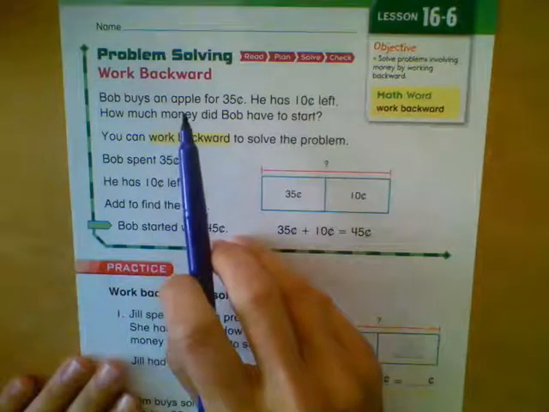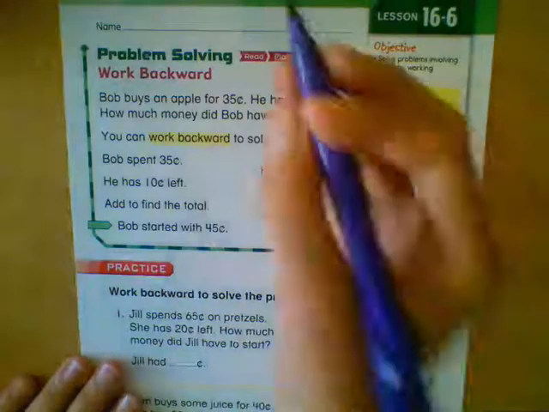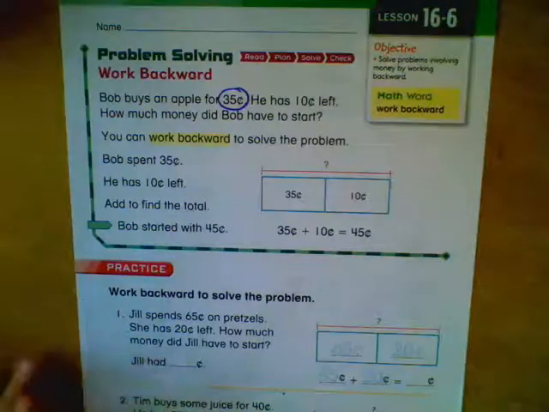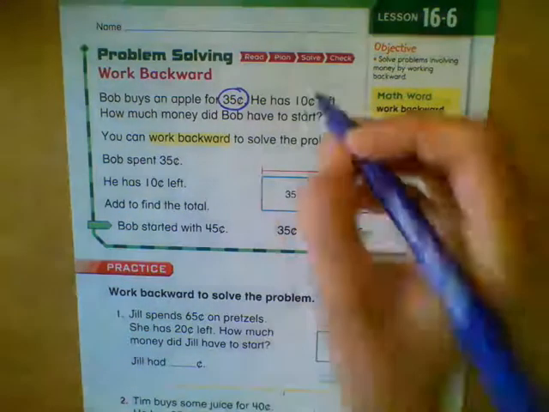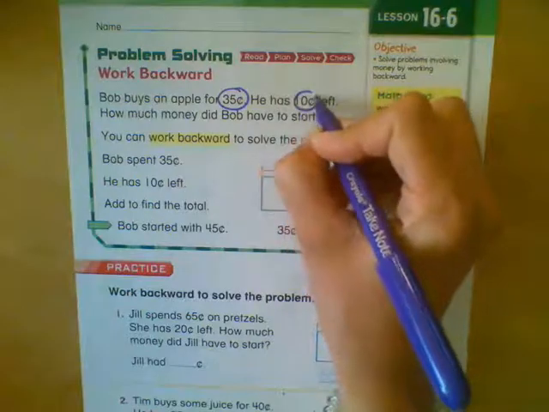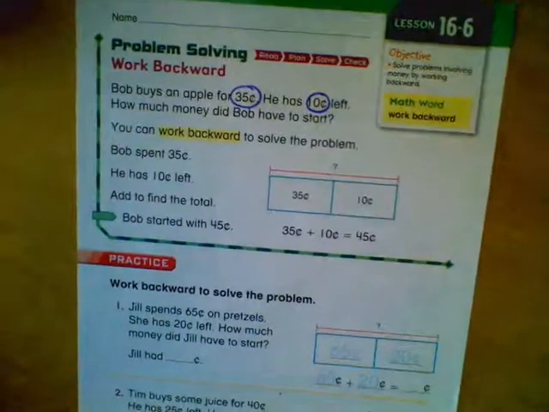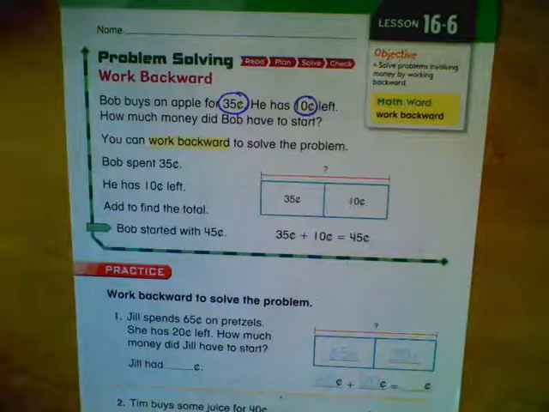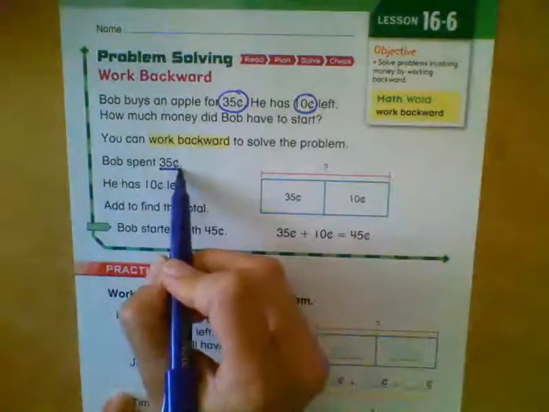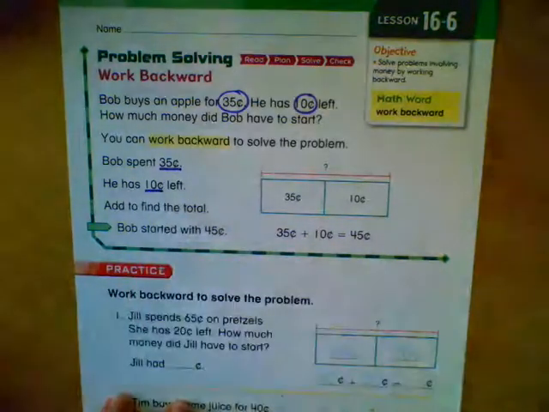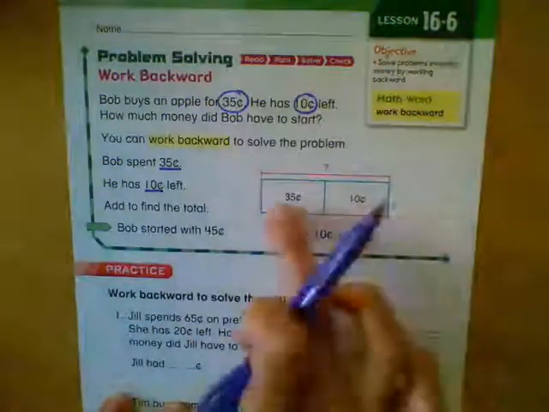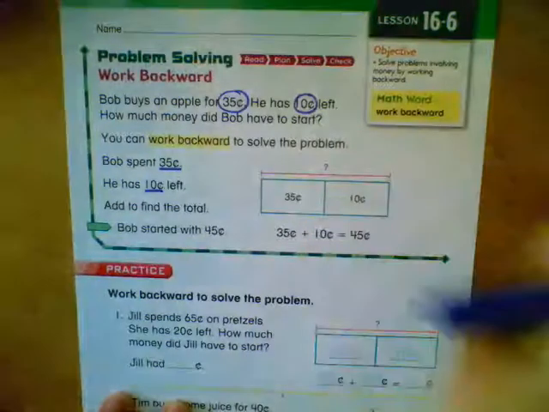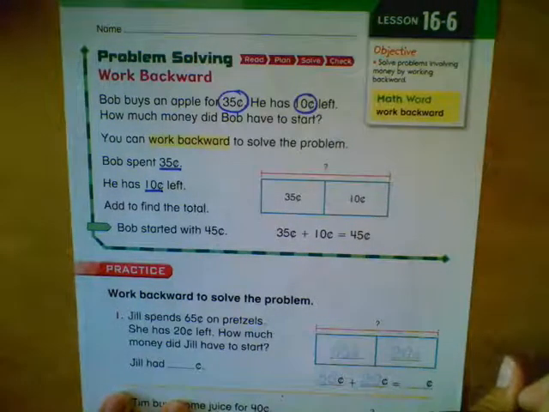Bob buys an apple for 35 cents. So I'm going to circle 35 cents because I feel like that's an important number. He has 10 cents left. So I'm going to circle 10 cents left. So how much money did Bob have to start? It says you can work backward to solve the problem. He spent 35 cents. He has 10 cents left over. So we can add these two numbers to tell us how much he had before he spent the 35 cents. Does that make sense? Yeah.